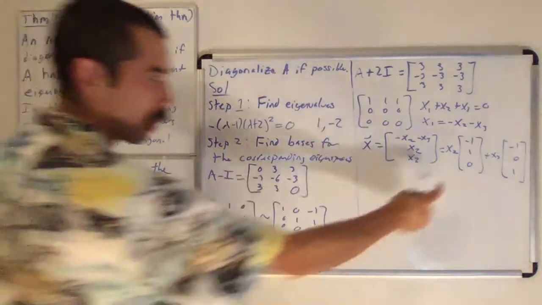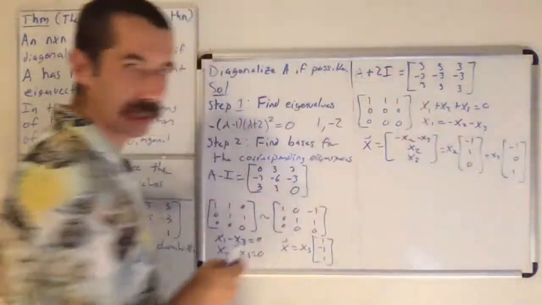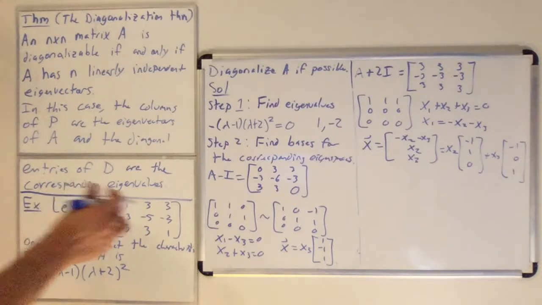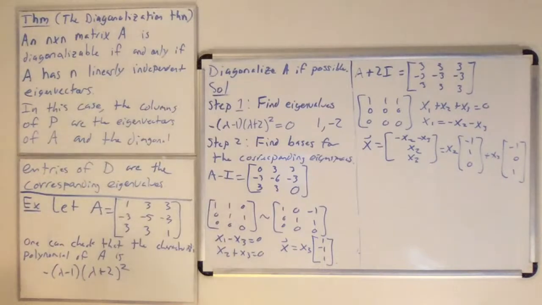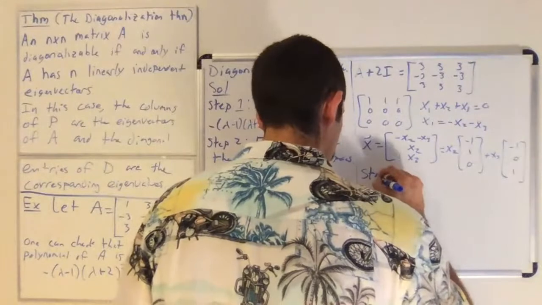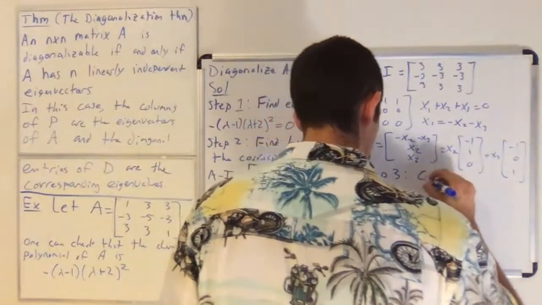And so we have 2 more eigenvectors. So we have 1, 2, 3 eigenvectors. We're good to go. That's step 2, which is the hard part of the question. Step 3 is construct P.